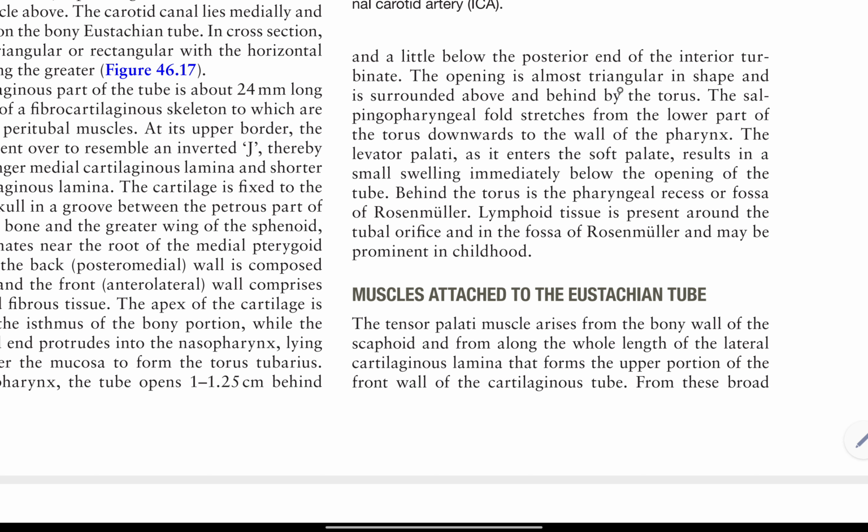The salpingopharyngeal fold stretches from the lower part of the torus downwards to the wall of the pharynx. The levator palati, as it enters the soft palate, results in a small swelling immediately below the opening of the tube. Behind the torus is the pharyngeal recess or fossa of Rosenmuller. Lymphoid tissue is present around the tubal orifice and in the fossa of Rosenmuller and may be prominent in childhood.